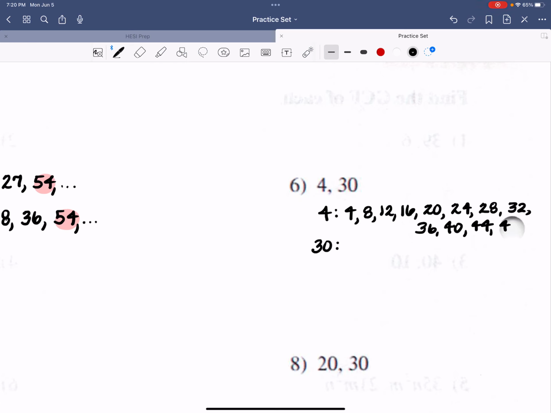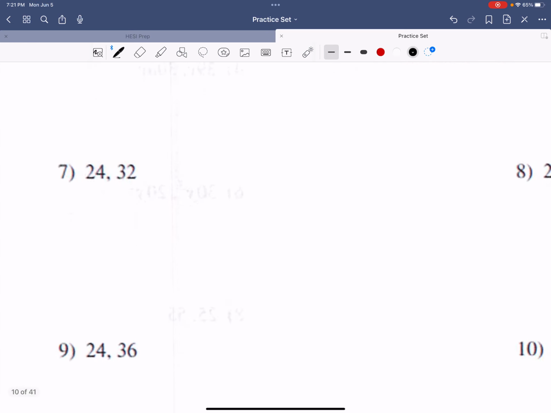44, 48, 52, 56, and there it is. This one, I would just have to go 2 of them to get that point, but the least common multiple, the lowest common multiple, the LCM is 60.